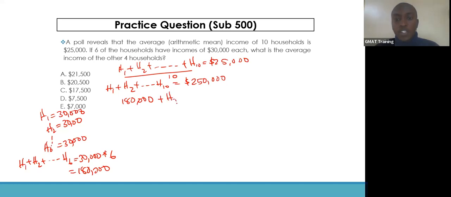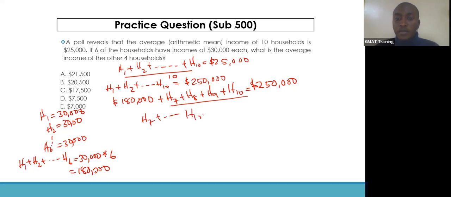Then we need to know household 7, household 8, household 9, and household 10. All this 180,000 plus the incomes of household 7 all the way to 10 should equal $250,000. Right? So the addition of the incomes of these 4 households, household 7 to household 10, should be $250,000 minus $180,000. That's 20 plus 50, $70,000.